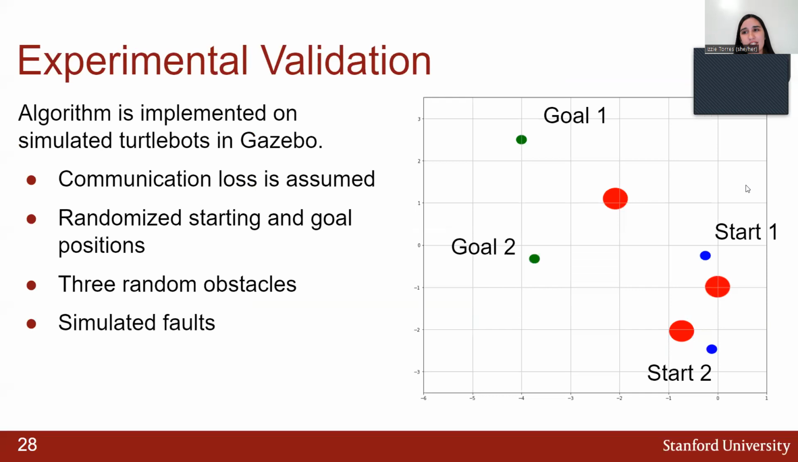Now, getting into some experimental validation, we implemented all the previous things I talked about on TurtleBots that were simulated in Gazebo. We assumed that there was constant communication loss, as is the case that we were most concerned about. We randomized the starting and goal positions. So you can see on the right an example simulation where you have a starting position and a goal position for TurtleBot 1 and a starting position and a goal position for TurtleBot 2. We also have 3 random obstacles, and then we occasionally simulate faults as well.